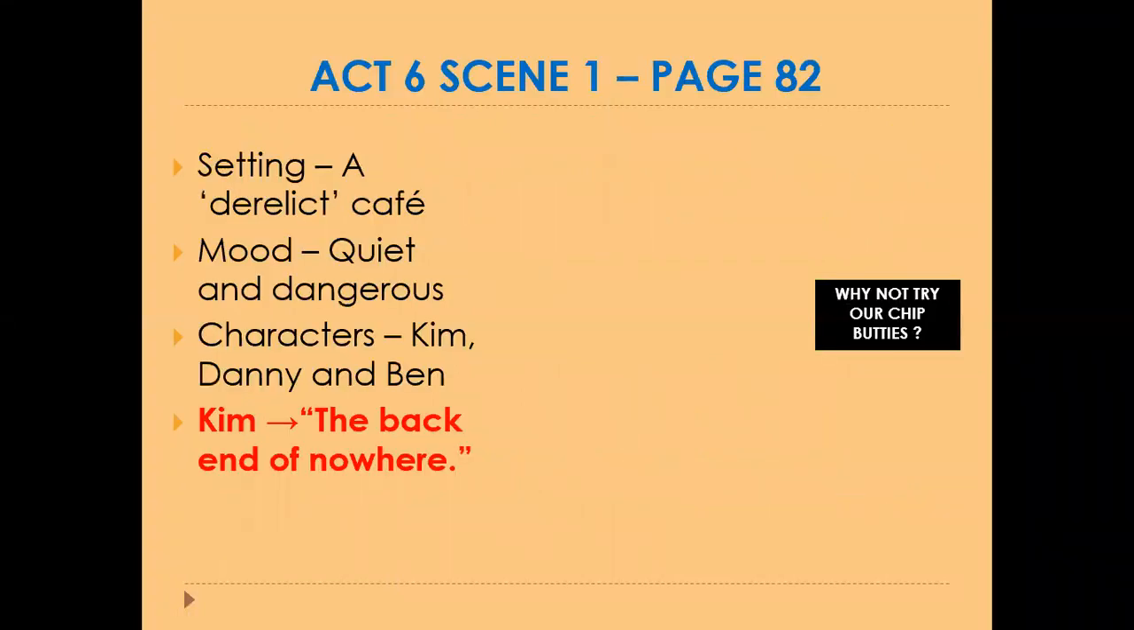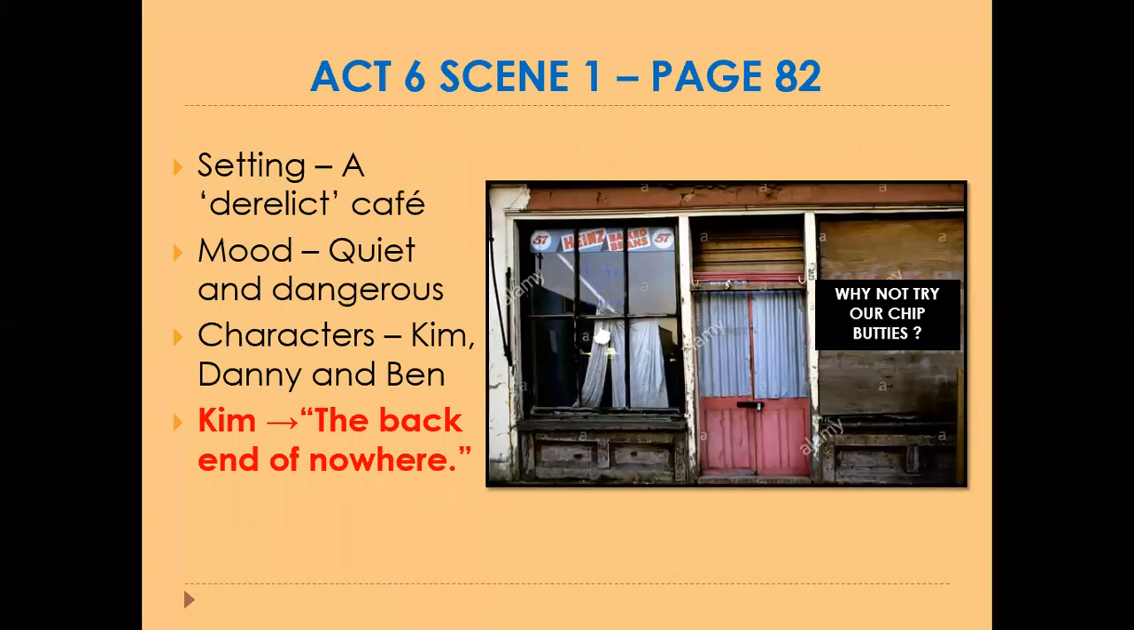In Act 6, Scene 1, page 82, we see that the scene begins in an abandoned cafe. It is dangerous. The mood of the scene is quiet and sinister. The three characters, Kim, Danny, and Ben, enter the stage. As they go inside the shop, we realize that they are looking for food and they may not have eaten for a very long time. And Kim describes the place for all of us. She says it looks as if they are at the back end of nowhere. Basically, an abandoned place, far away, a town called Osmotherly.